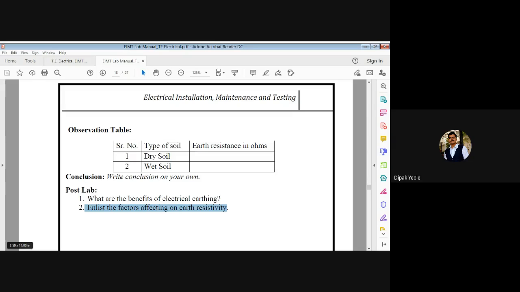So electrical locomotives require this much voltage to run or to drive their cars. You can imagine how much voltage can be available on that particular OHE conductor. And there is one concept called the pantograph, which collects the current from this overhead line.